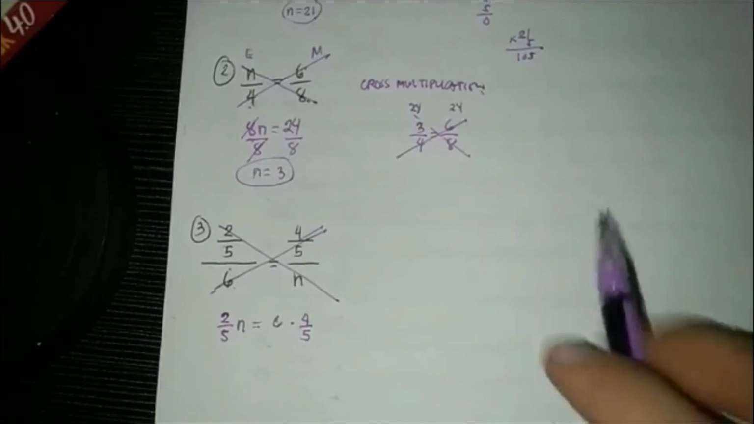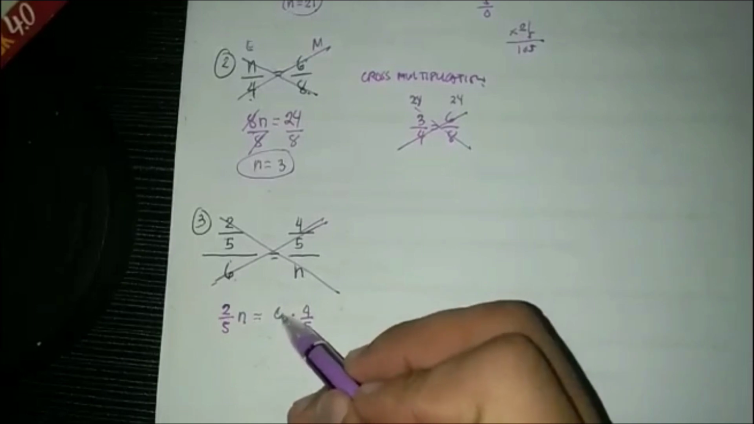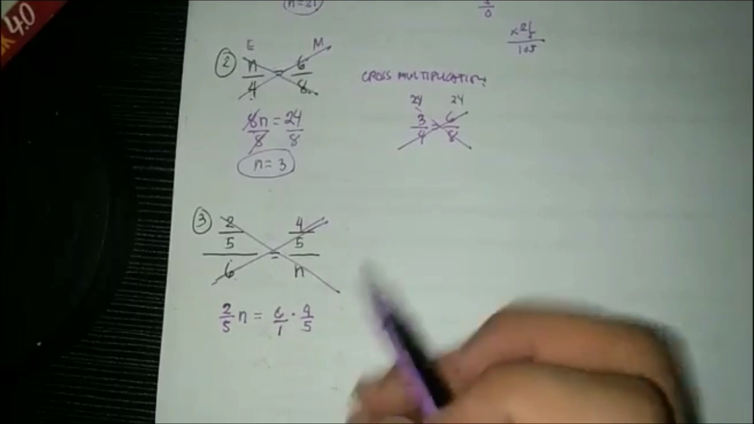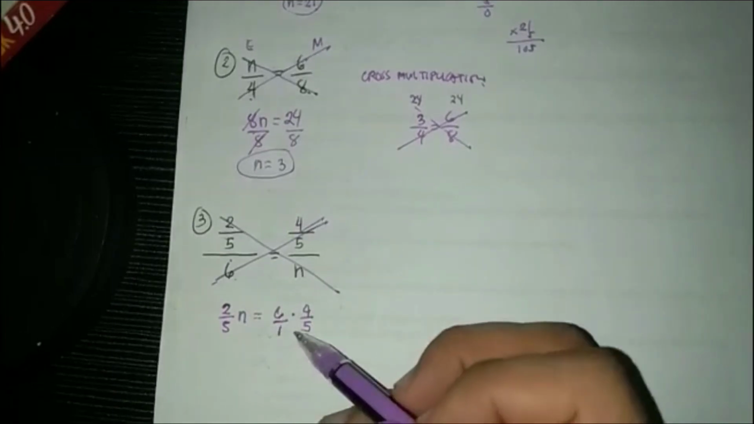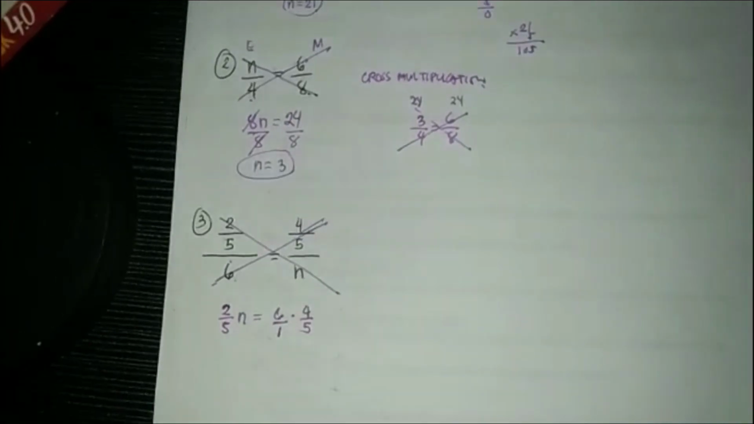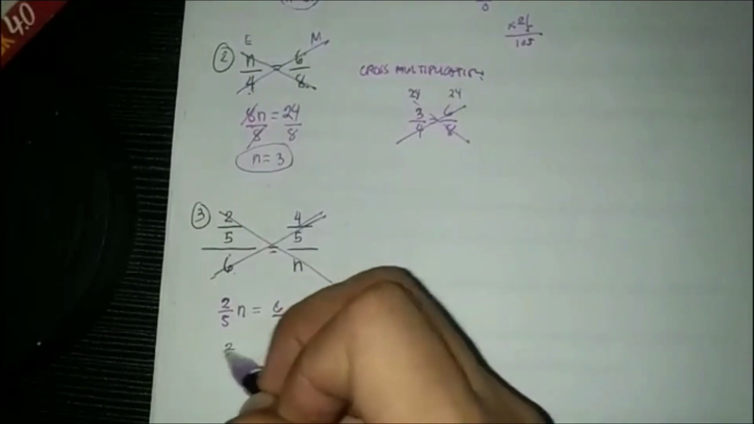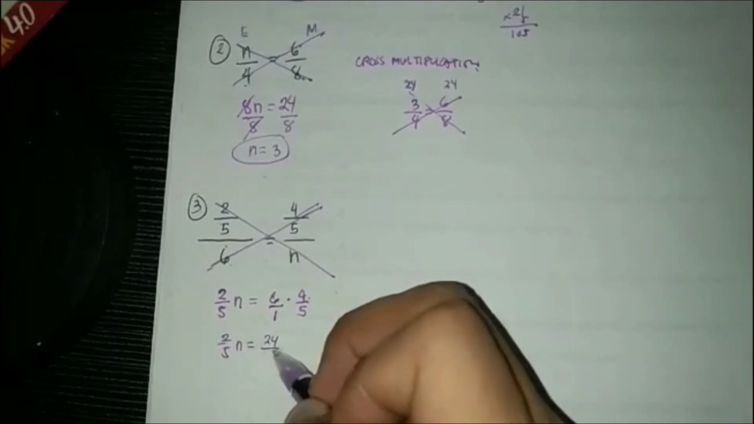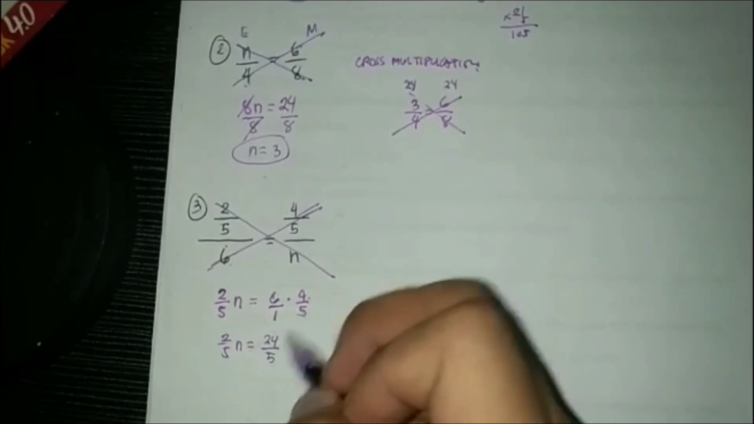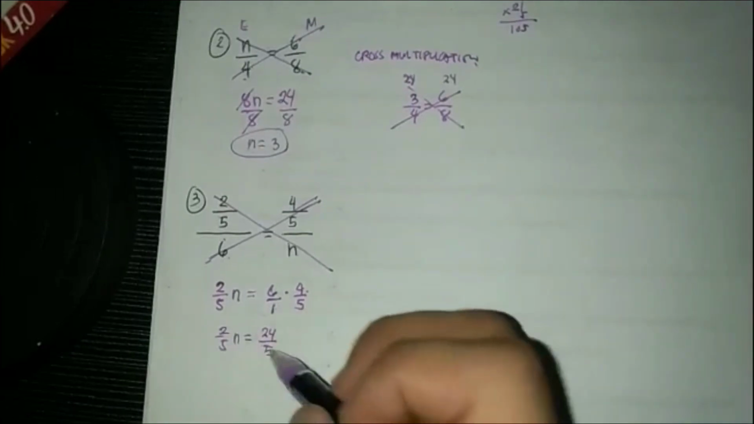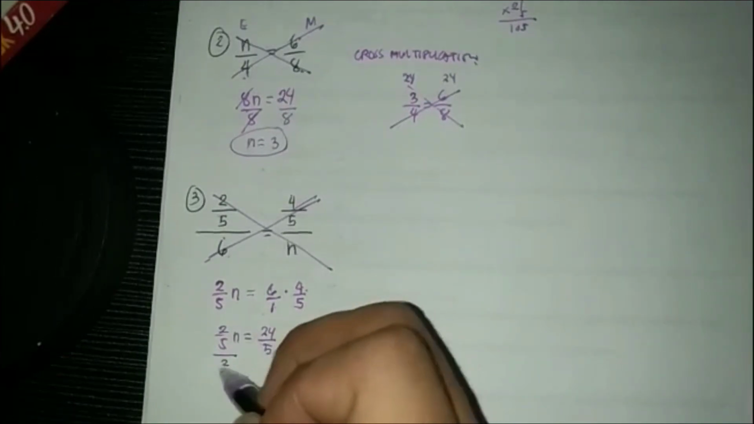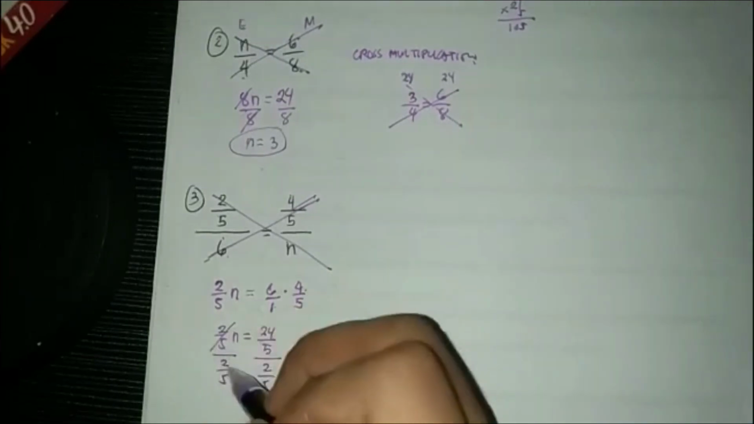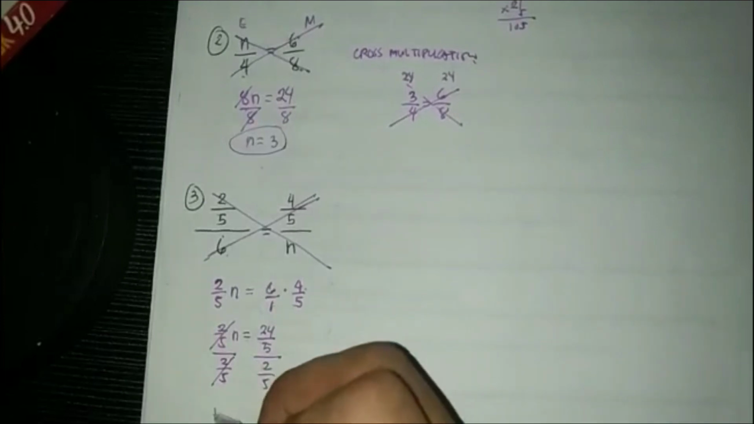Okay, so multiply natin. Pag magmo-multiply tayo ng fraction, di ba, over 1 yung whole number. So, numerator times numerator, denominator times denominator. Okay, so 2/5 n equals 6 times 4, 24 over 5. 1 times 5, 5. So, divide natin by 2 over 5 or 2/5 both sides. Cancel na natin yung 2/5. Yung matitira natin is n.